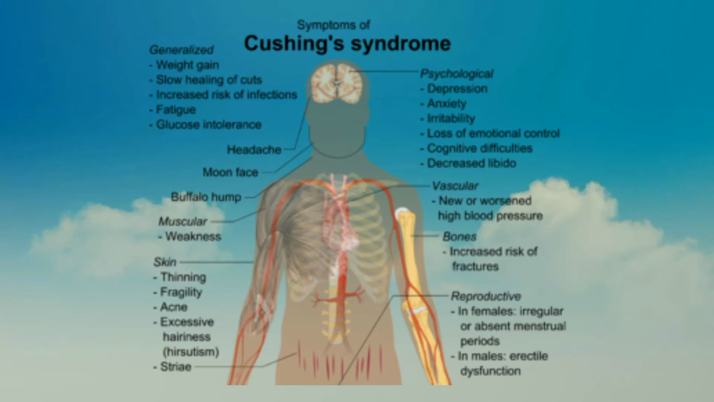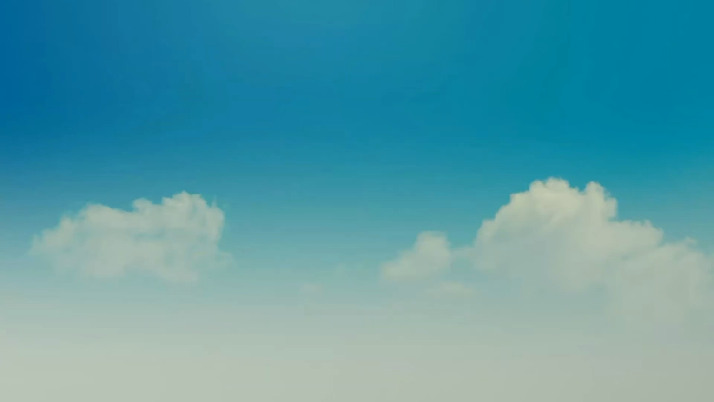Signs and symptoms of Cushing syndrome can vary depending on the levels of excess cortisol. General: weight gain, slow healing of cuts, increased risk of infections, fatigue, glucose intolerance. Psychological: depression, anxiety, irritability, loss of emotional control, cognitive difficulties, decreased libido, headache, moon face, buffalo hump, muscular weakness, vascular ischemia or worsened high blood pressure. Bones: increased risk of fractures. Skin: thinning, fragility, acne, excessive hairiness or hirsutism, and striae. In females, irregular or absent menstrual periods, and in males, erectile dysfunction.